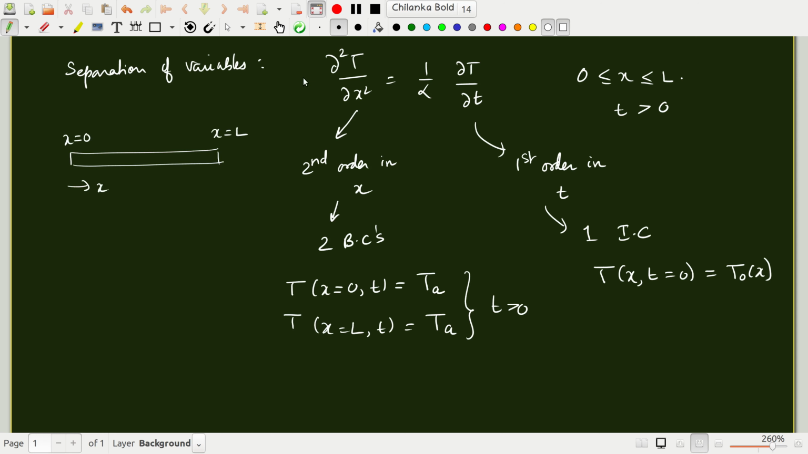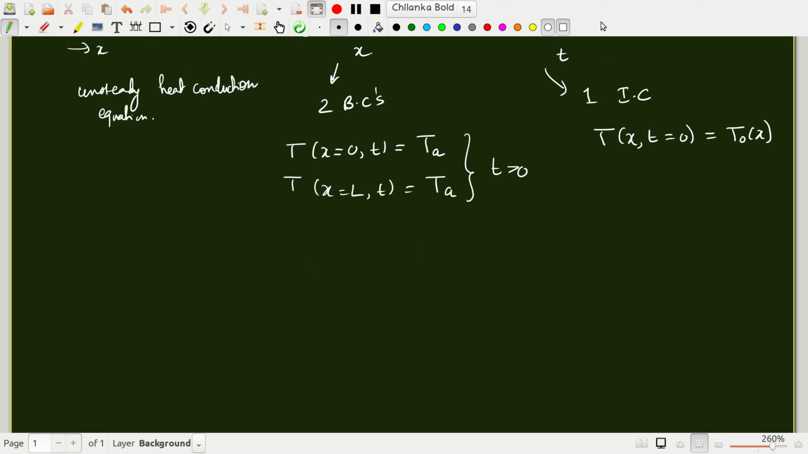This is the unsteady heat conduction equation, that you must have seen in courses on transport phenomena or heat transfer. Now, the goal is to find how the temperature distribution evolves as a function of x and time. As provided, the problem has inhomogeneous boundary conditions.